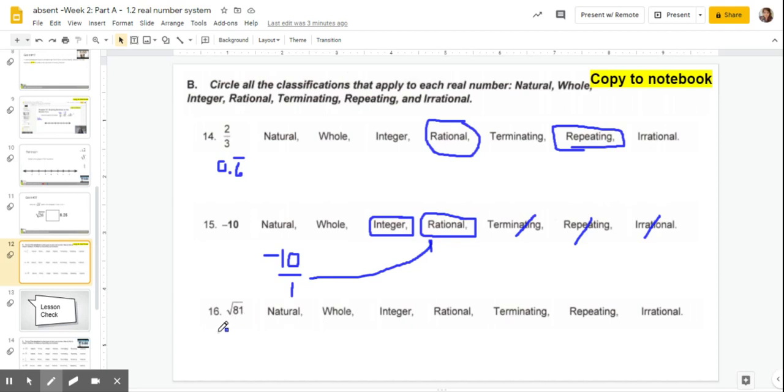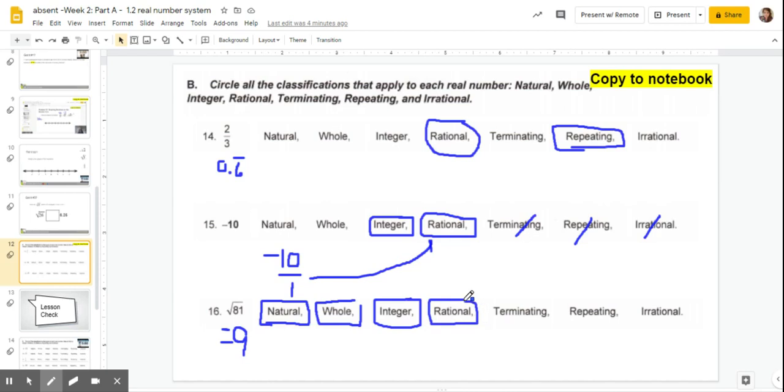Now for the last one, we have the square root of 81. I always say that you should check the calculator to see if it simplifies. If we take the square root of 81, I know that it can be simplified to 9. And we know 9 is a counting number. I can count 9 fingers, so that's natural. It's also whole because it's 0 to positive infinity. It's also a number that we can put on the number line, so it's an integer. We usually use integers to label our number line. And it's also finally rational.